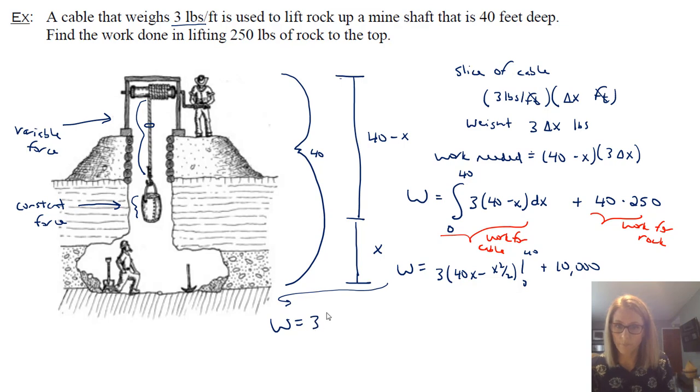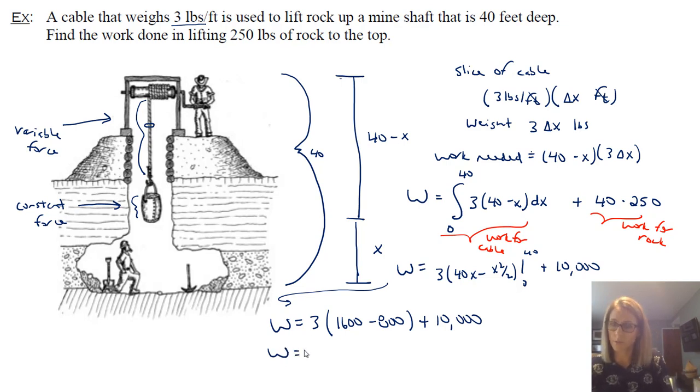So we'll have 3, and then we put in 40, and that's going to give us 1600 minus 800. And when we subtract, we're plugging in 0, and that's nothing. And then we'll still have our 10,000 at the end. And so just evaluating that, we'll have 800 times 3 plus 10,000. So we're going to have 12,400 foot-pounds. And so that's the work required to lift up the cable as well as the rock.